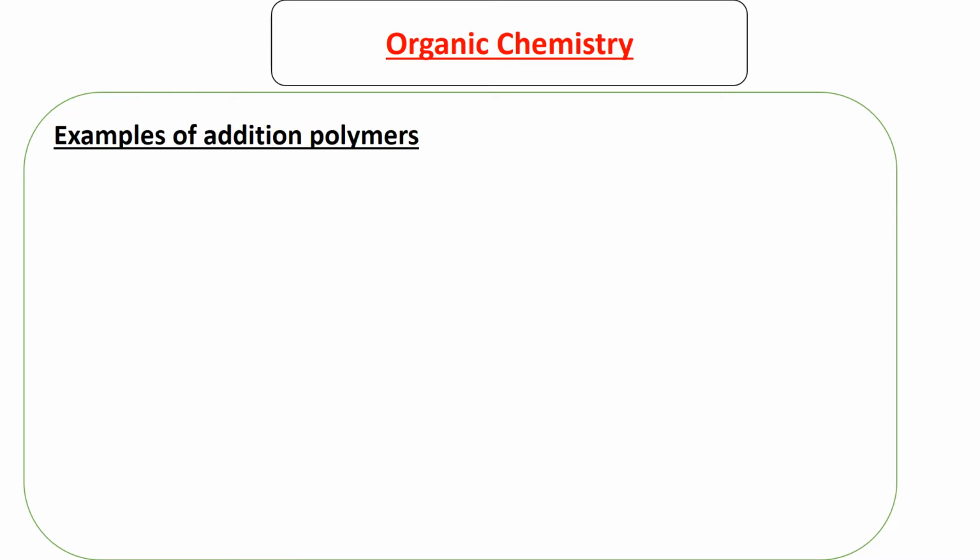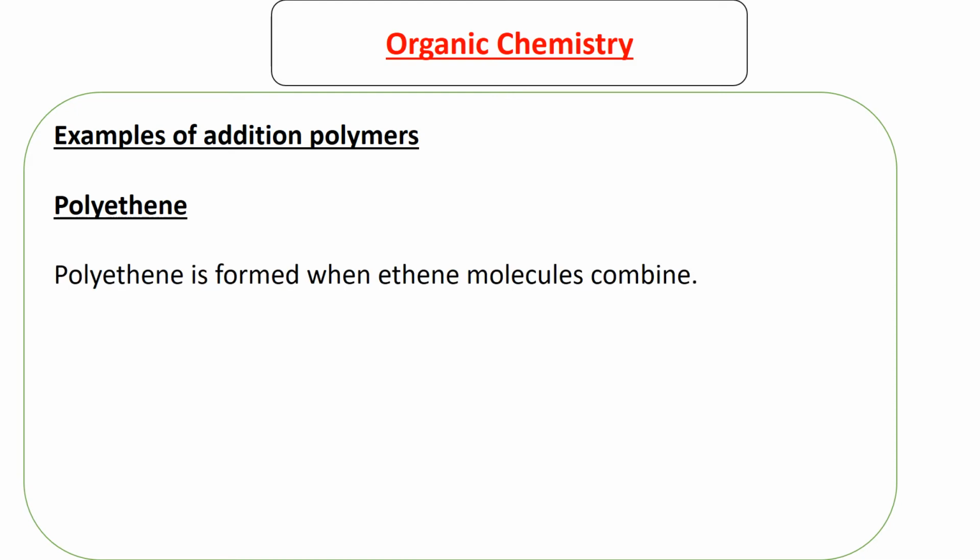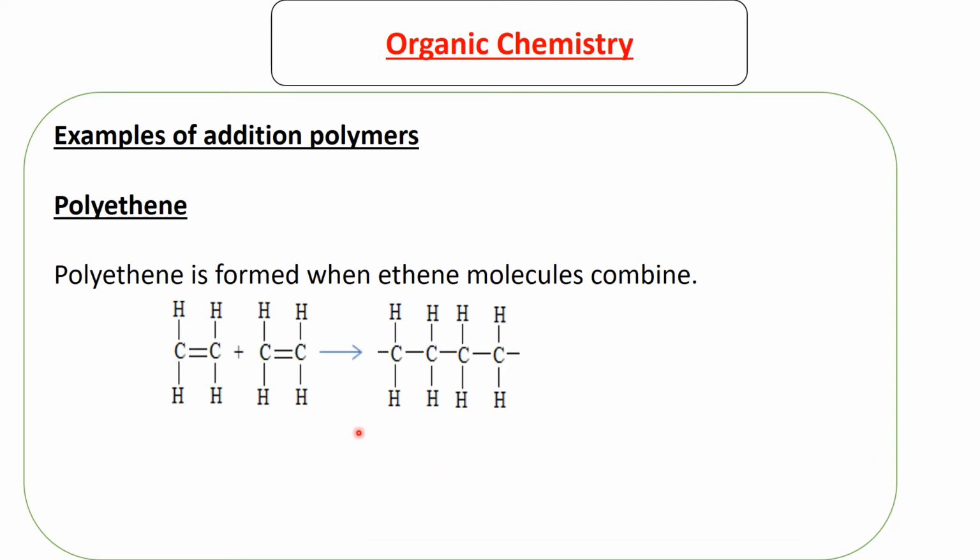So we're going to take a look at examples of addition polymers. We're going to discuss the repeating units or the monomers that make up the addition polymer, and we're going to take a look at some of the uses of the given addition polymer. So the first one we're going to take a look at is called polyethene. Remember, poly means many, so polyethene means many ethene. So with that being said, polyethene is just formed when ethene molecules combine. So this is how polyethene is formed.